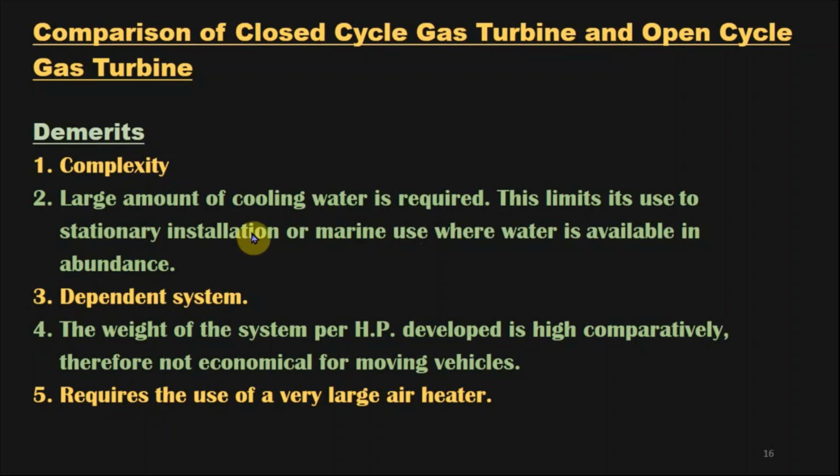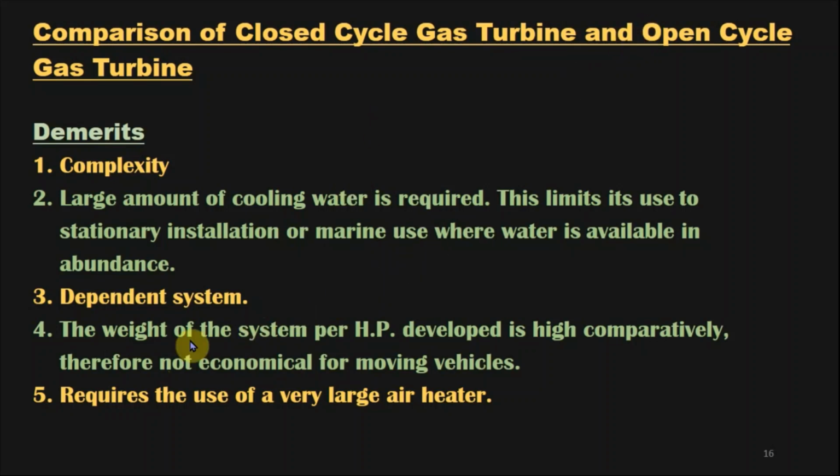And as a continuation to that, we can say that it is a dependent system. The closed cycle gas turbine performance is dependent on other components as well. The weight of the system per unit power developed is high comparatively. Therefore, it is not economical for moving vehicles. You should not be confused. Earlier we said the size of the turbine unit per unit power output, that is less in the case of closed cycle gas turbine.